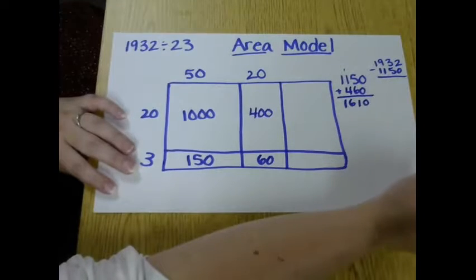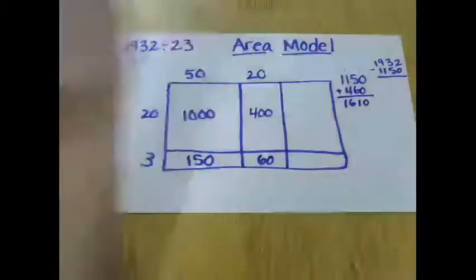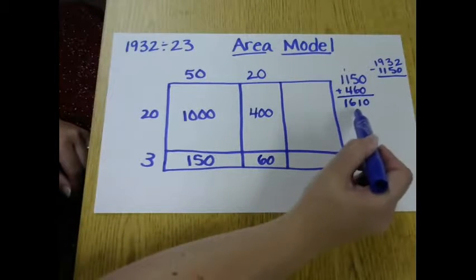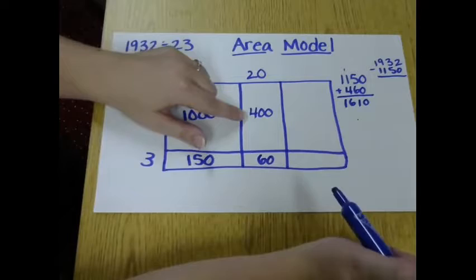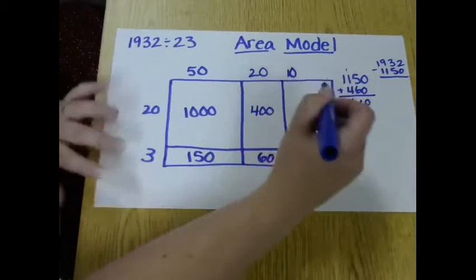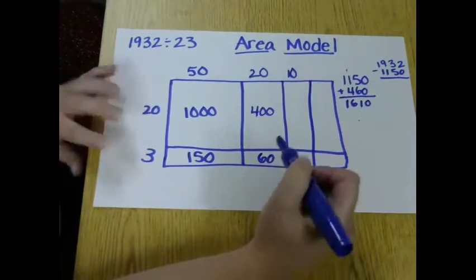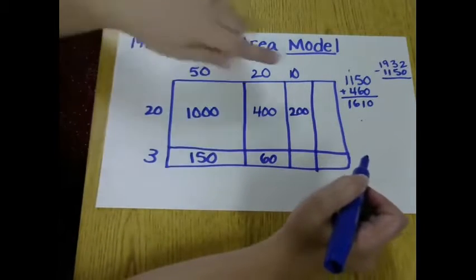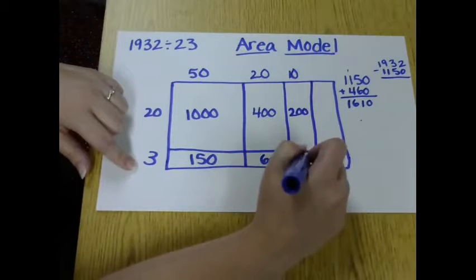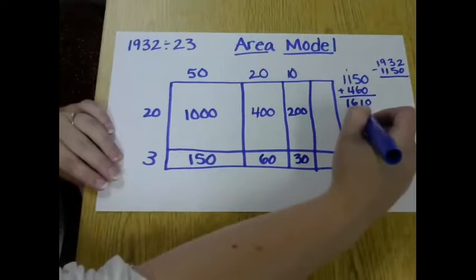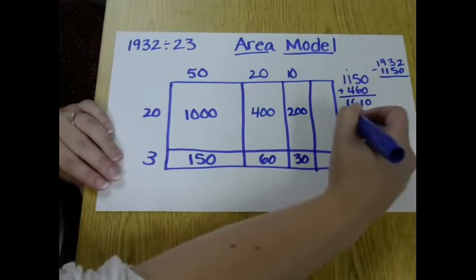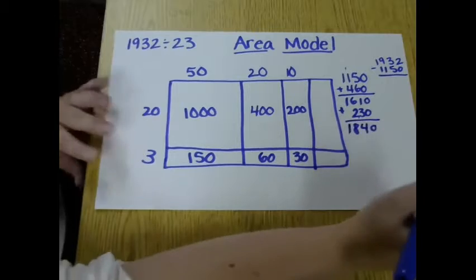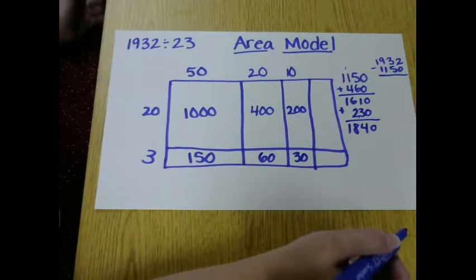I have 1,610. Need to keep going, but now I really only need about 300 more to get close to 900. So 20 is too much. Let's just do 10. 20 times 10 is 200, and 10 times 3 is 30. I've added another 230 inside my rectangle, so I add that up. Ooh, I'm getting close. 1,840.